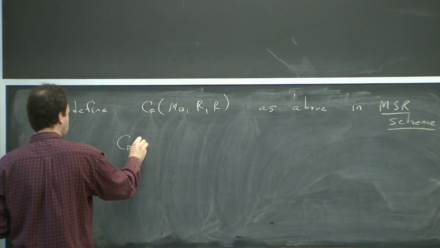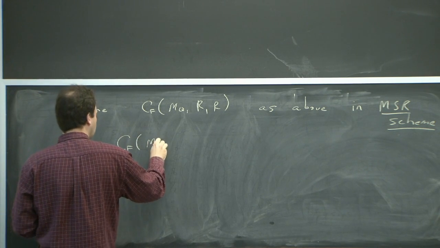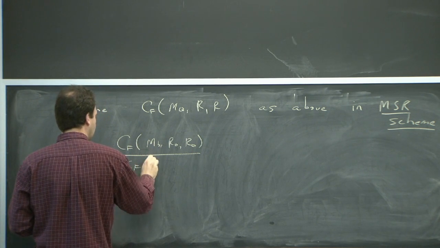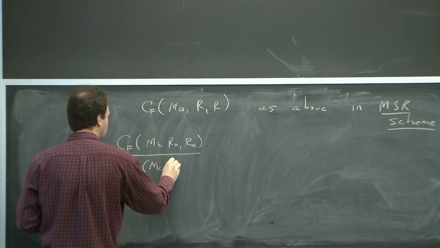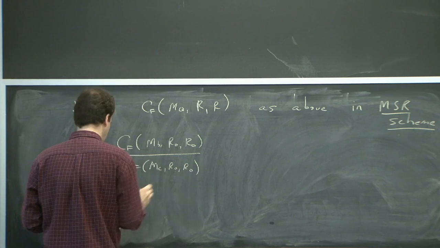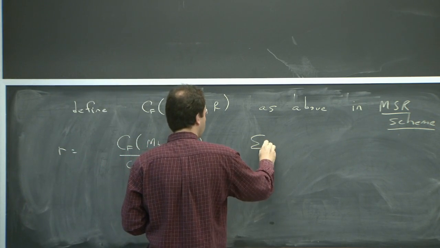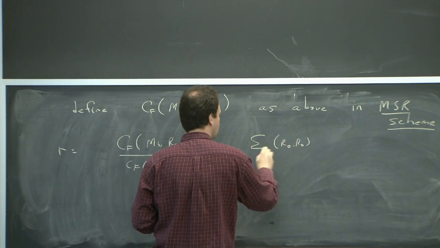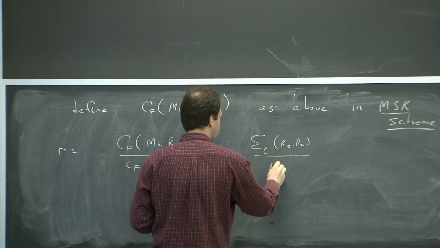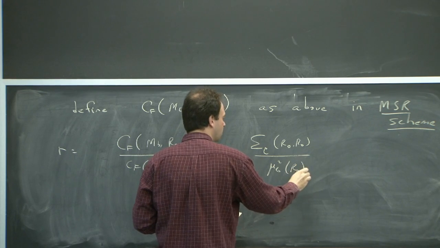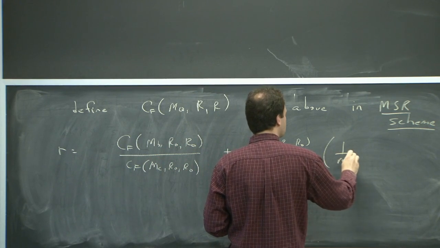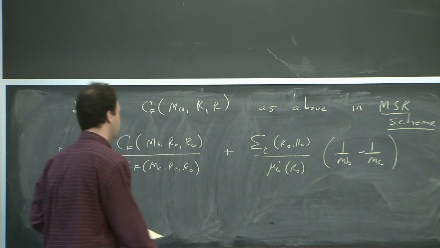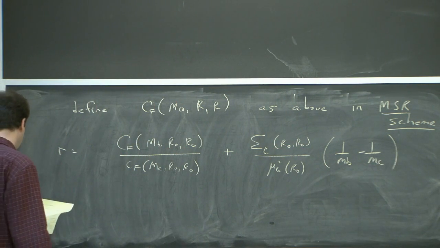And then if we write down what the OPE looks like, we have again an OPE. And we've changed matrix element definitions as well as Wilson coefficient definitions. So I'm putting everything at this scale R0. So that's just rewriting the OPE in this new scheme.